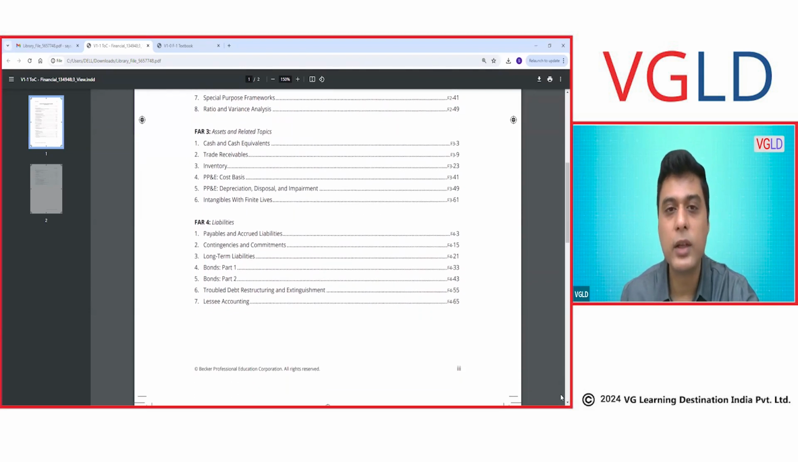Liabilities. FAR 3 focuses on assets, FAR 4 focuses on liabilities, right? So it is very nicely structured. You have payables and accrued liabilities here, contingencies and commitments, long-term liabilities, bonds part 1, part 2, again considered to be tricky by many students. Bonds, troubled debt restructuring and extinguishment, and then lessee accounting. Lessee accounting is considered tricky by many students.